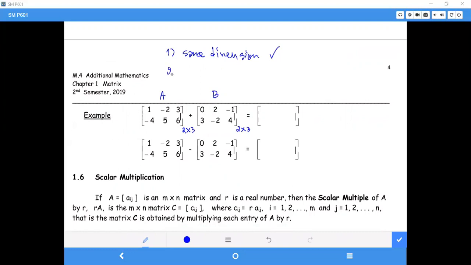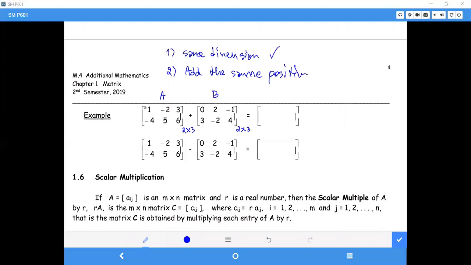So when you can add them, you need to know the result. To find the result, rule number 2 is you add the numbers in the same positions. Add the numbers in the same positions. I'm going to write it down. My writing is really bad. Add the same positions.